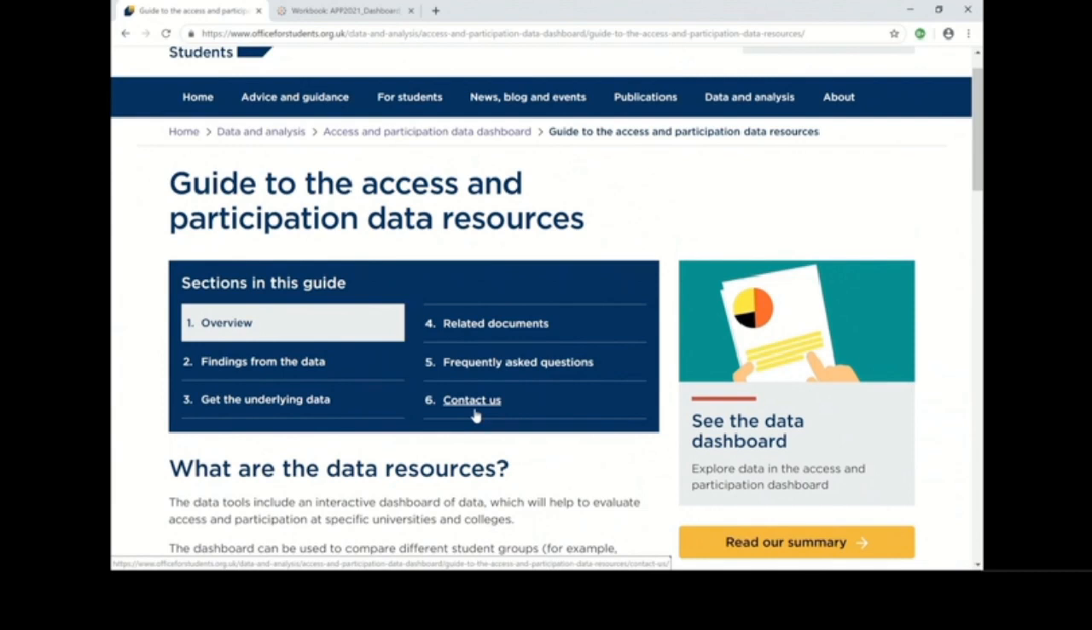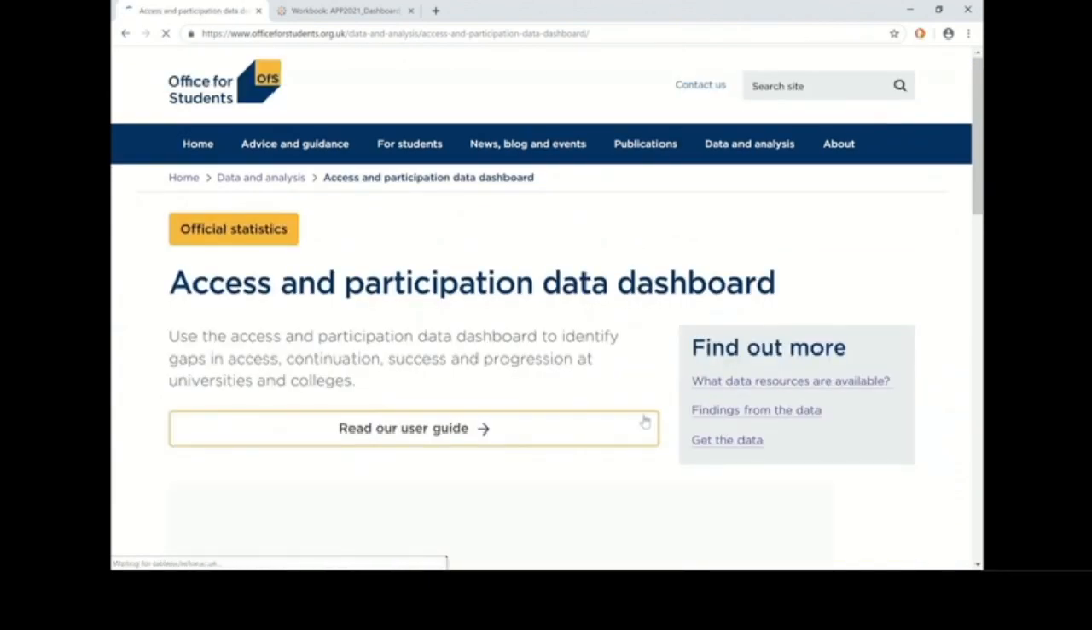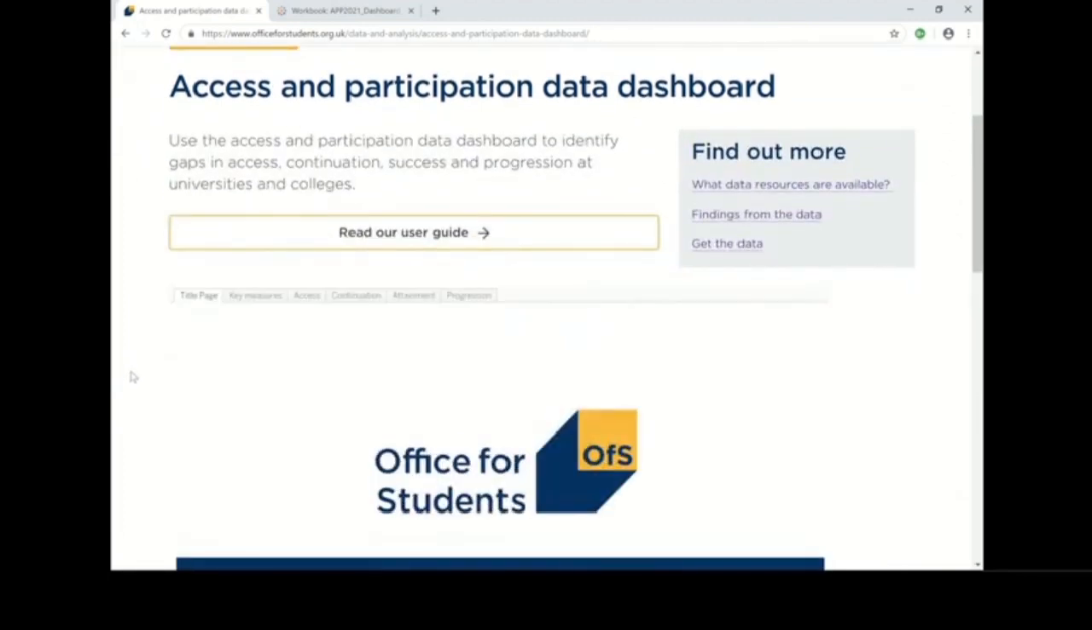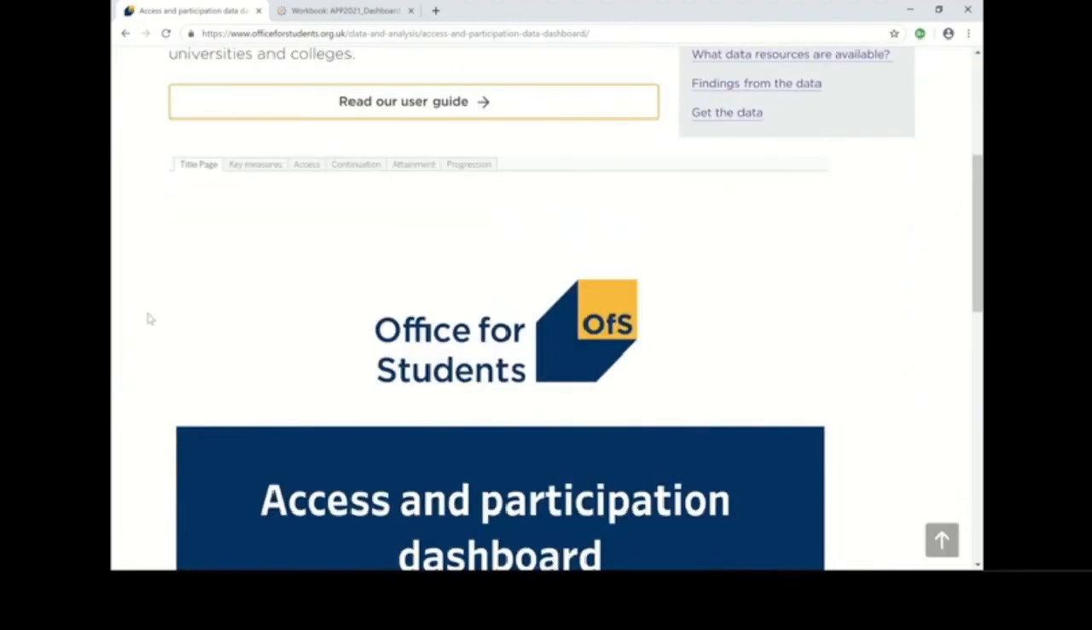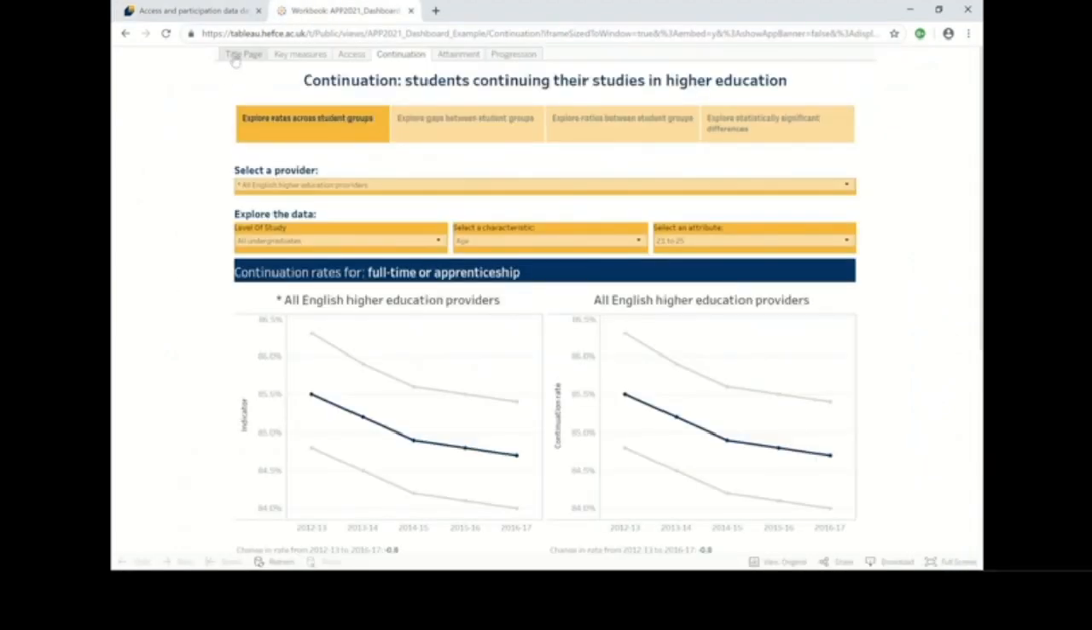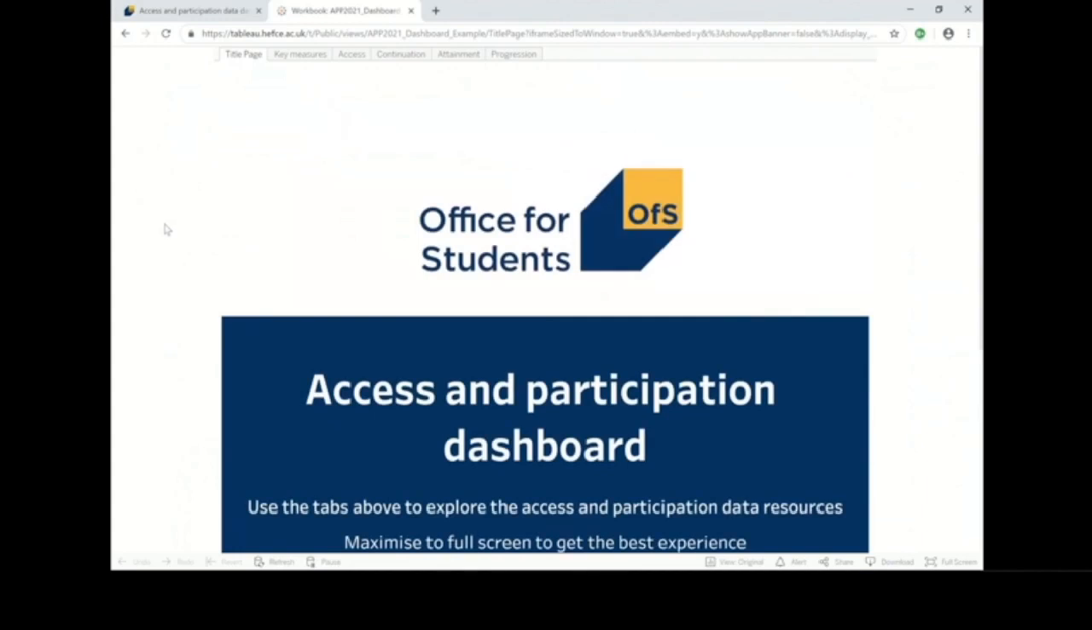We can navigate back to the dashboard using the link on the right-hand side. The dashboard itself is displayed in the section at the bottom of this page. For the purposes of this video, I'm going to use an equivalent version of the dashboard that contains data for a fictitious provider. To get the best experience, we can maximize the dashboard using the full screen icon at the bottom of the page.